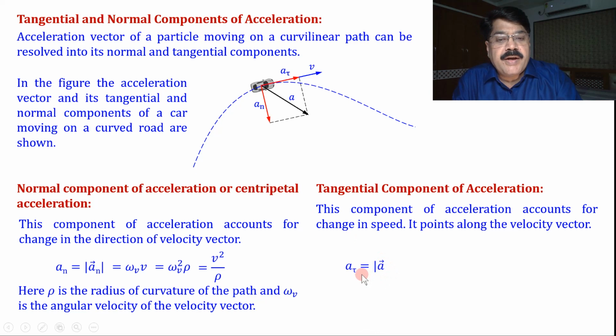So how can we write a tau? a tau is the magnitude of the a tau vector, that is dv by dt. Here v is not a vector, it is the magnitude, so it is the rate of change in speed. Or we can write v dv by ds. Sometimes we have to use this formula, sometimes that formula. So now this is a complete revision of the most important things we take from kinematics of circular motion.